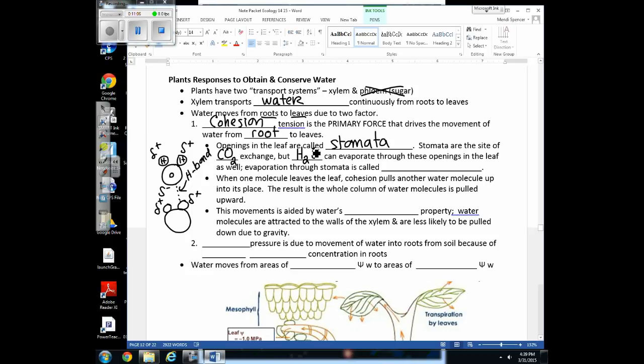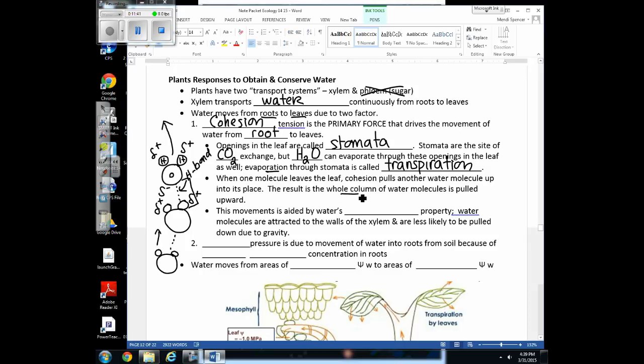And whenever water evaporates through the stomata, we call this process transpiration. You need to memorize what transpiration means. So what happens is, at the leaf, at the stomata, when one water molecule leaves, it actually pulls the next water molecule up in its place. And this water molecule is going to pull the next water molecule up into its place.